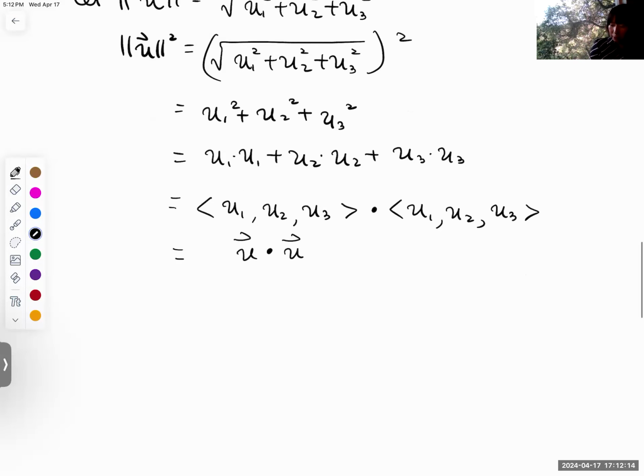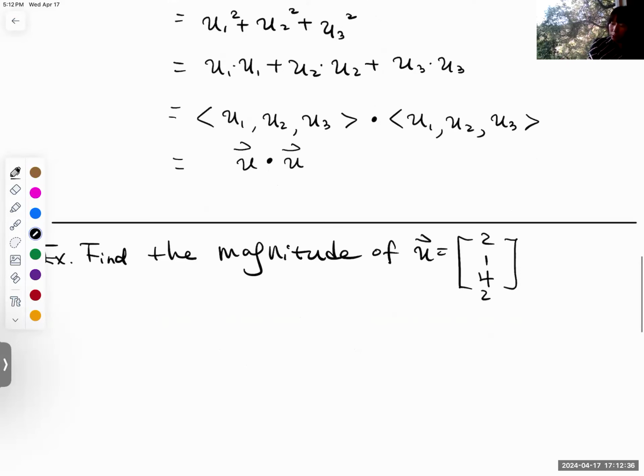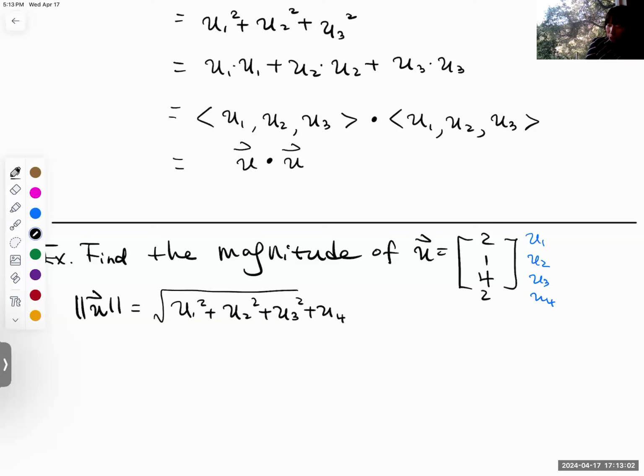Find the magnitude of u equal to (2, 1, 4, 2). Okay, so magnitude, we denote like this, or length of vector, right? So we know that, let's say this is u sub 1, u sub 2, u sub 3, u sub 4, we can make that the square root of u sub 1 squared plus u sub 2 squared plus u sub 3 squared plus u sub 4 squared, right?